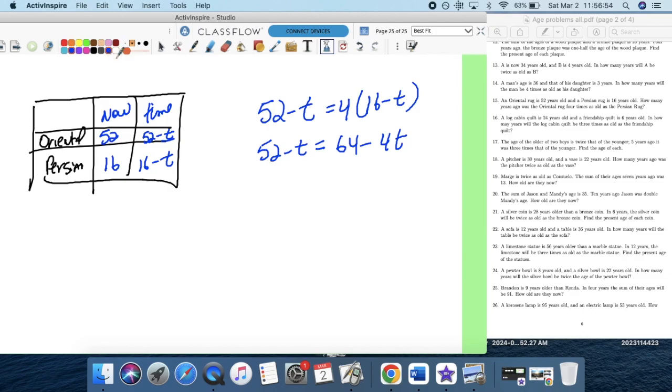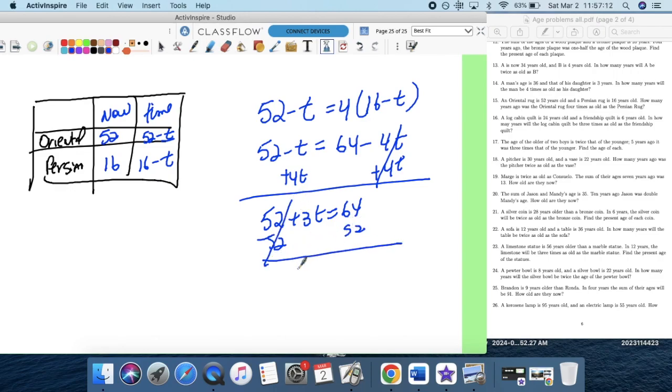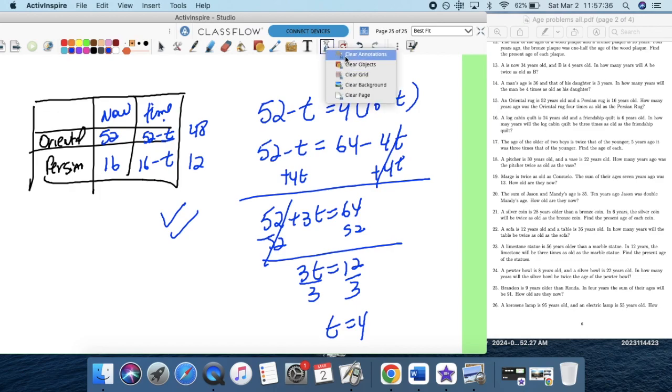We have variables on both sides, so let's get rid of the minus 4t. We'll do plus 4t, plus 4t. That goes away. 52 plus 3t equals 64. Let's subtract 52 from each side. That's 0. 3t equals 12. Divide by 3. t equals 4. So 4 years ago, let's just check. 4 years ago, the Oriental rug was 48, and the Persian rug was 12 years old. Is 48 4 times as much as 12? Yes, it is. So we have the correct answer.